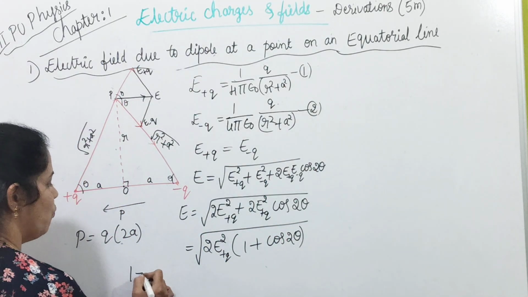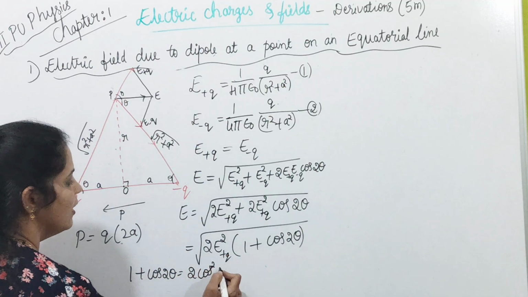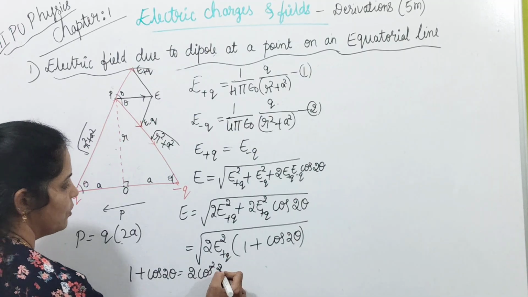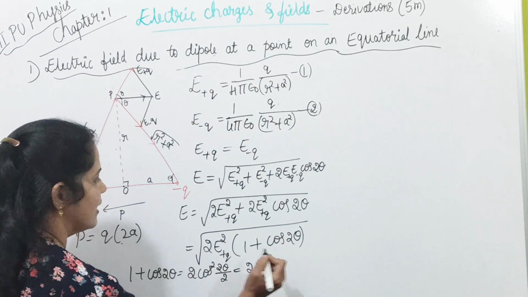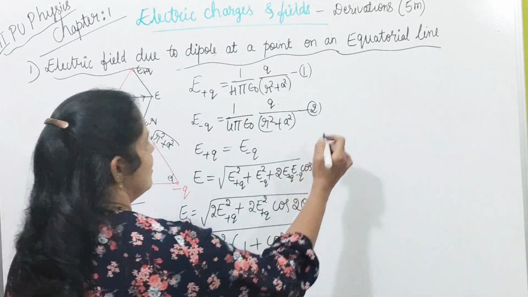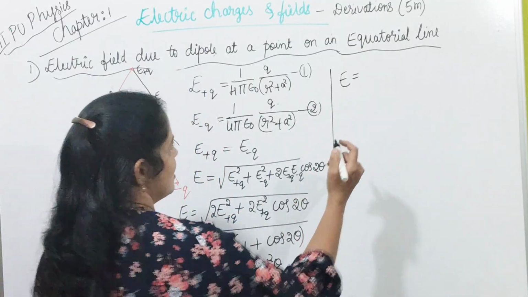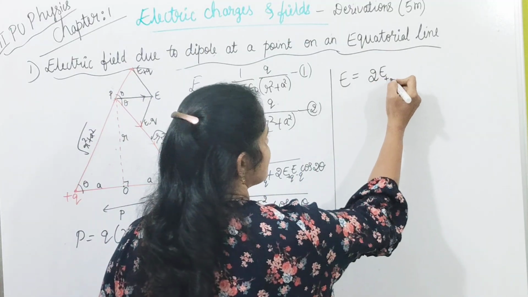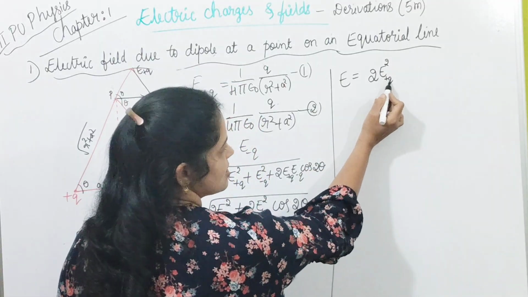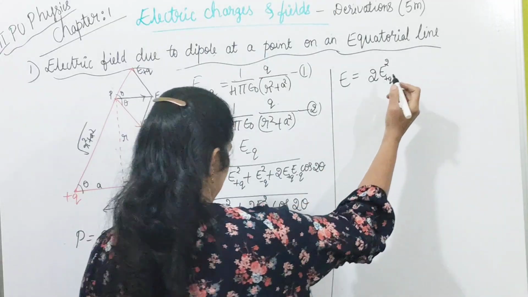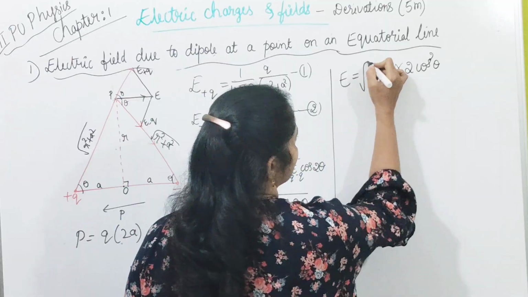So now we know that 1 plus cos 2 theta is equal to 2 times cos square 2 theta by 2, okay, 2 theta by 2. That is equal to 2 times cos square theta. Let me substitute here. So electric field, total electric field at point P is 2 times E plus Q square. See, E plus, this plus Q, don't write together, okay? It is a suffix, E plus Q, and into 2 times cos square theta.